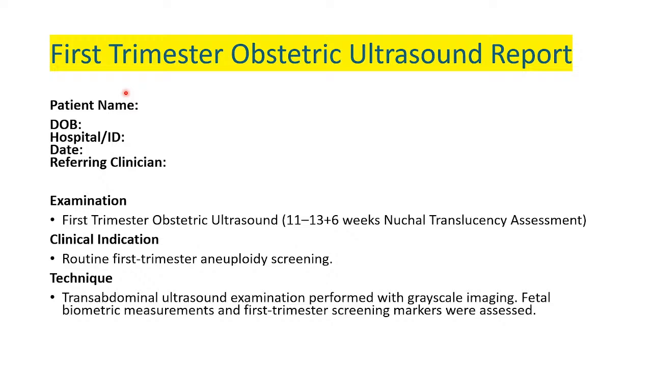This is how you write a typical sonographic report. First trimester obstetric ultrasound report. The patient name, the date of birth of the patient, the hospital ID, the date, the referring clinician's name. Examination: first trimester obstetric ultrasound, 11 to 13 plus 6 weeks, nuchal translucency assessment. Clinical indication: routine first trimester aneuploidy screening. Technique: transabdominal ultrasound examination performed with grayscale imaging, fetal biometric measurements, and first trimester screen markers were assessed.